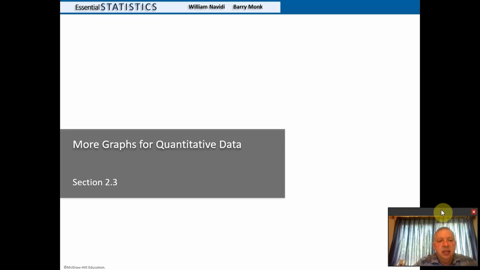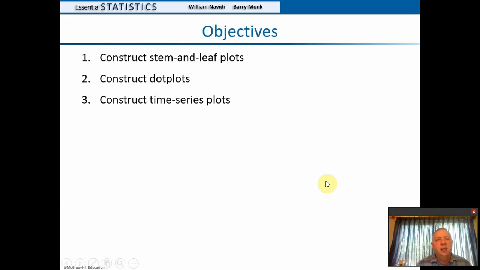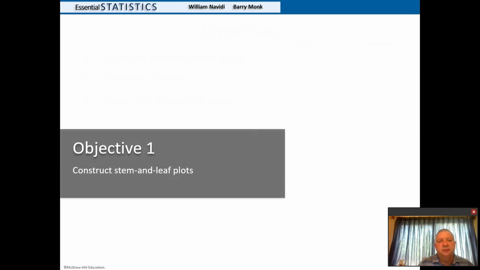We're going to cover today section 2.3. This is more graphs for quantitative data. We're just going to be doing a little more than what we did last time. Our objectives for today are to construct stem and leaf plots, dot plots, and then some time series plots.